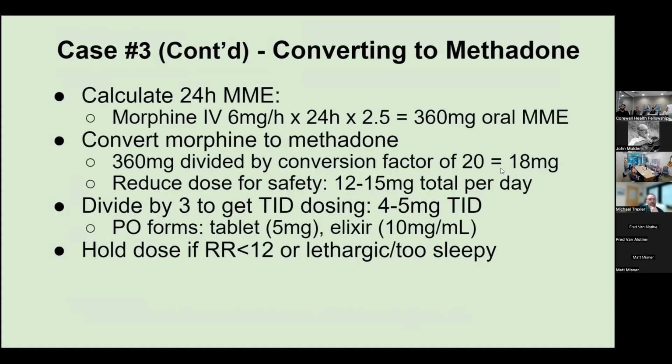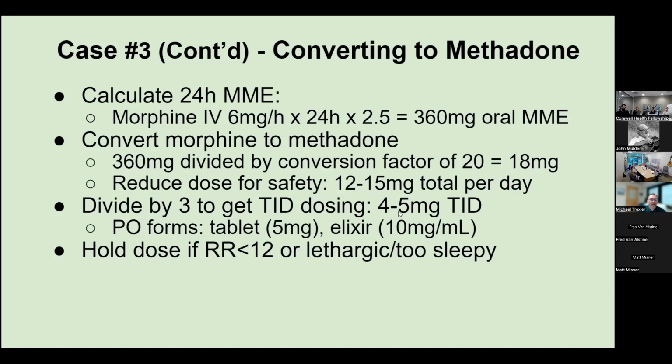to get 18 milligrams, and then you reduce that dose further because of incomplete cross tolerance, and that way you'll have a little bit of margin to give your short-acting medications. So that gives you about 12 to 15 milligrams total per day. Divide that by 2 to get your BID dosing, divide it by 3 to get your TID dosing, and basically you get, say, 4 to 5 milligrams 3 times a day would give you the equivalent of that.